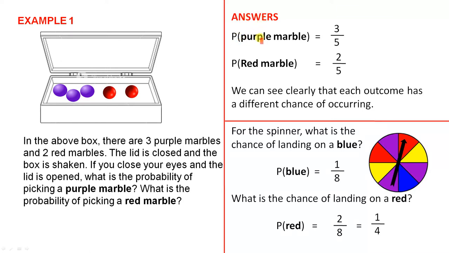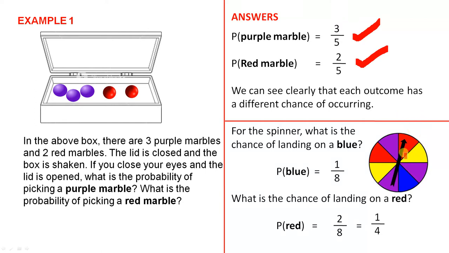Now the probability of picking a purple marble has to be 3 out of 5 because there's 1, 2, 3 purples, 5 marbles altogether, so it's 3 over 5. The probability of picking a red marble is 2 over 5 because there are only 2 red marbles and 5 marbles altogether. We can see clearly that each outcome has a different chance of occurring. See that? Different probabilities.